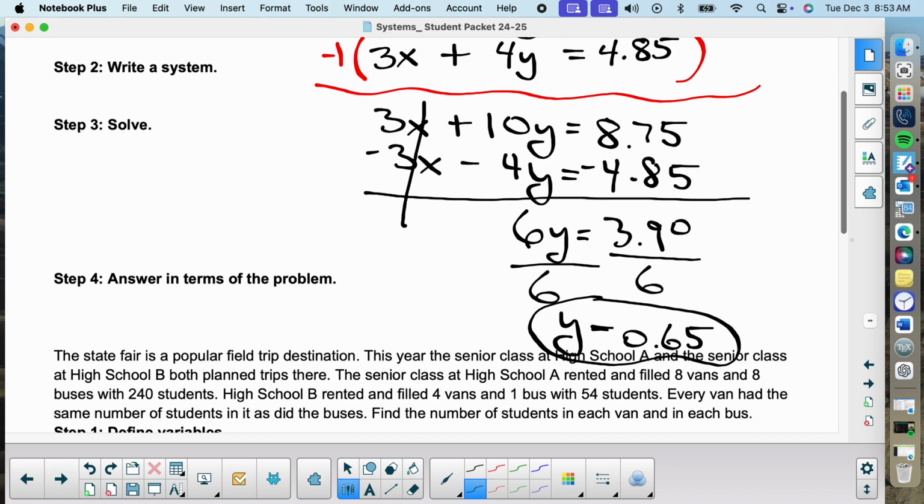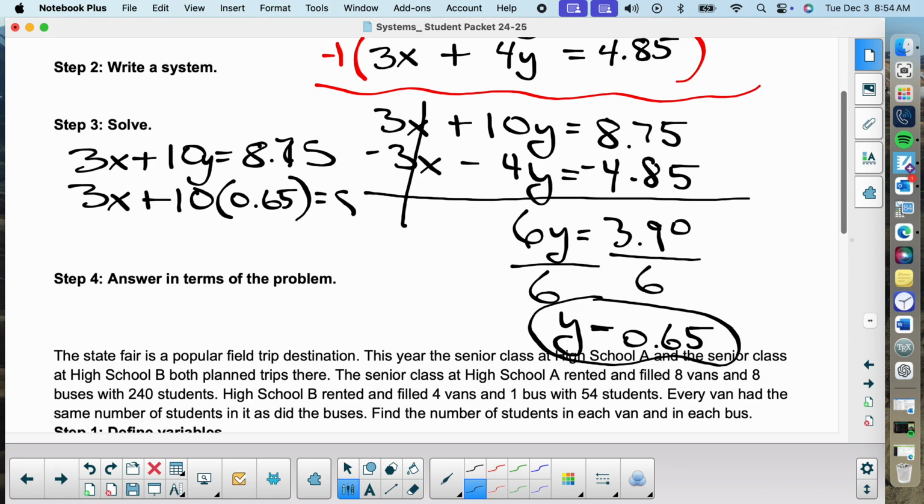Is that the next person? Yeah. Table 4. How do I find the second answer again? You put in the y. Perfect. I'm gonna put this number in place of y. So, I'll just take the 3x plus 10y. And then y was 65 cents.